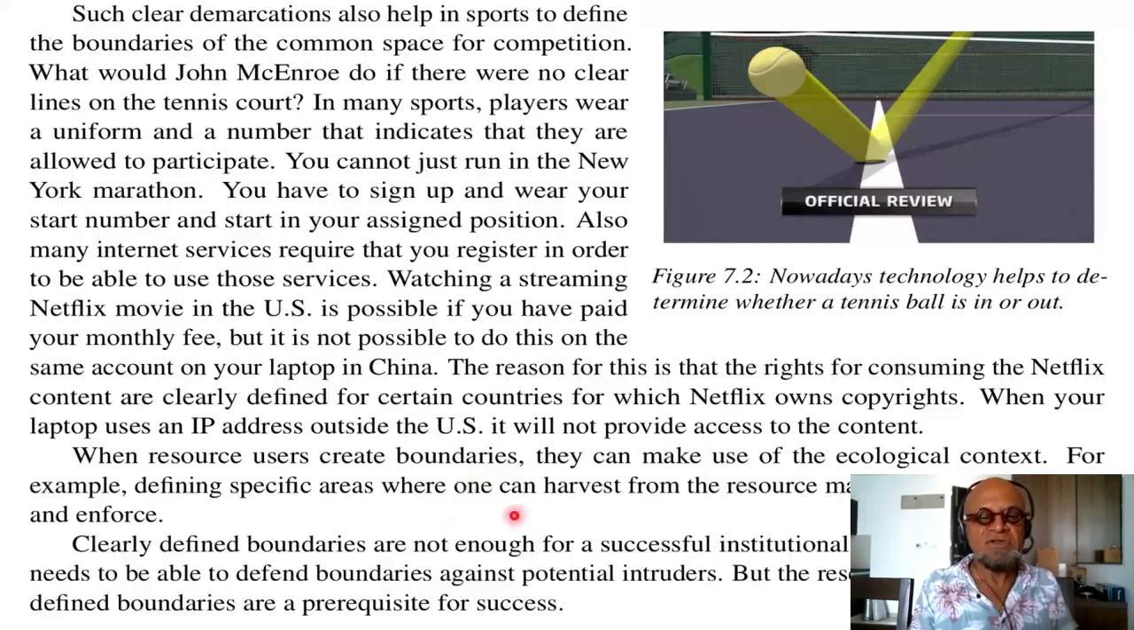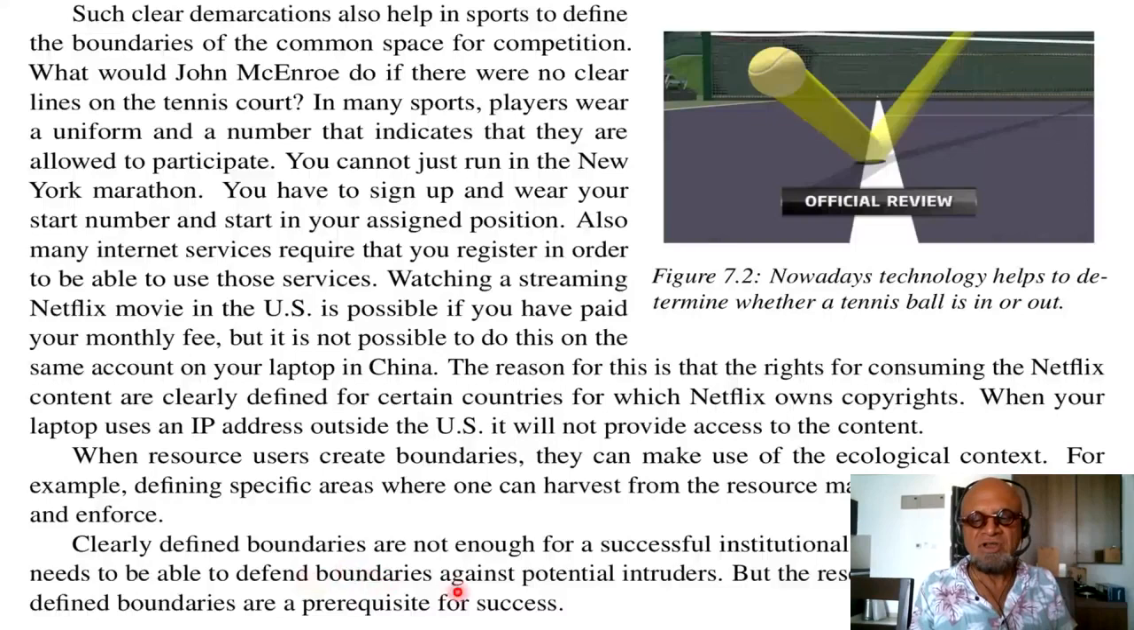site. When resource users create boundaries, they can make use of the ecological context, which we talked about in the previous chapter. For example, defining specific areas where one can harvest from the resource makes it easier to monitor and enforce. So you are sustaining the commons now in a more systematic way with monitoring.